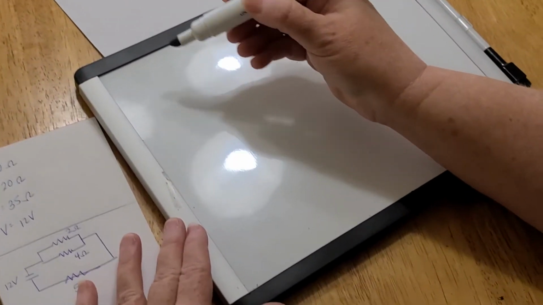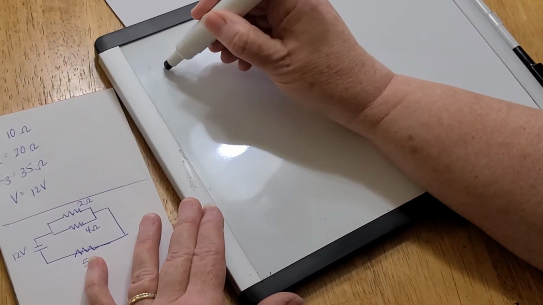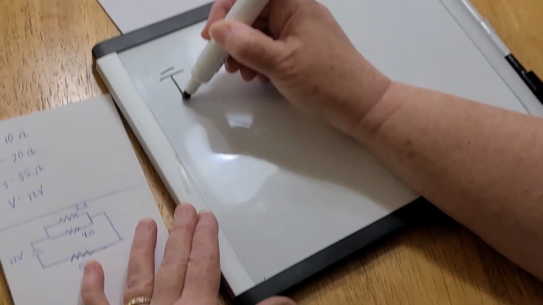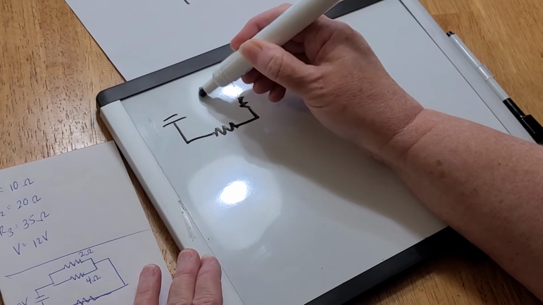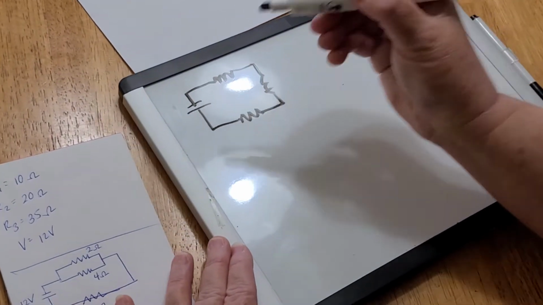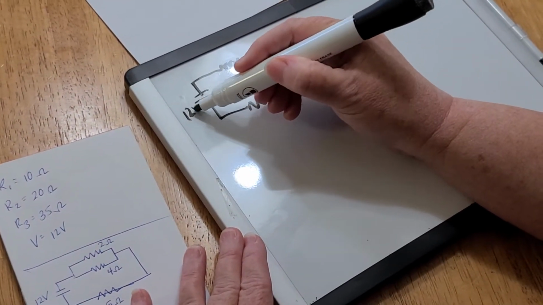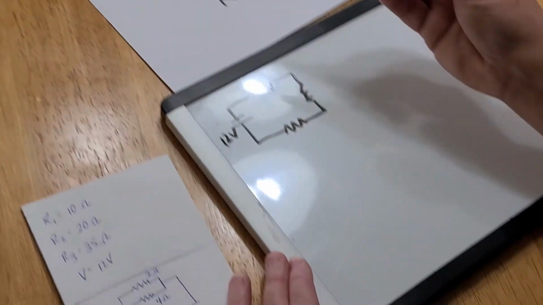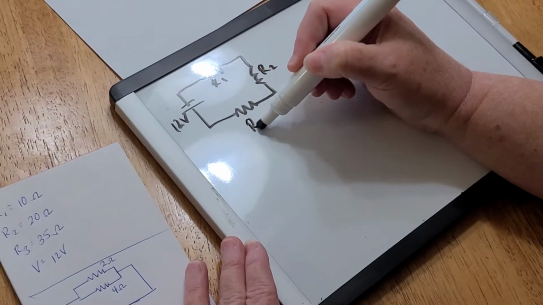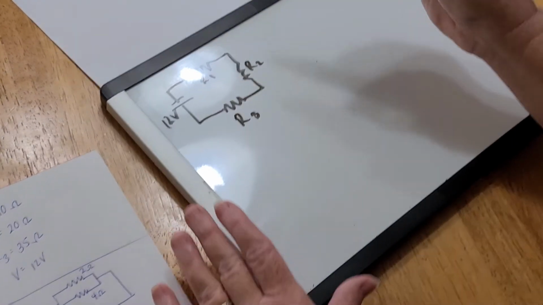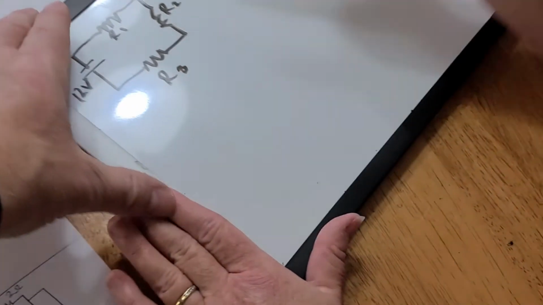is I'm going to draw the circuit in series. So I've got a battery, and I've got 1, 2, 3 resistors. So this is 12 volts across the entire circuit. And then we'll call this one R1, this is R2, and this is R3. And so there's a lot of things I can figure out.